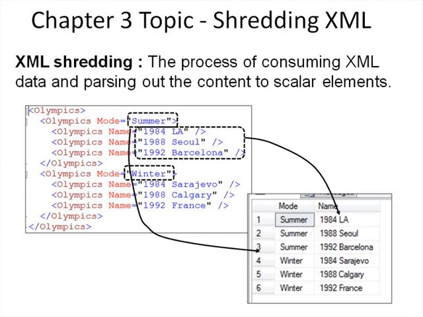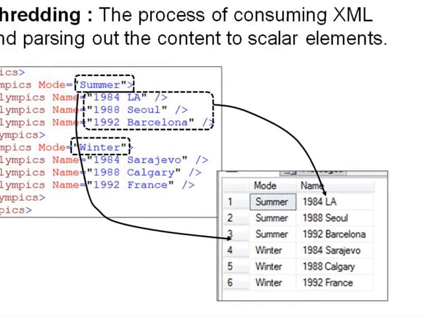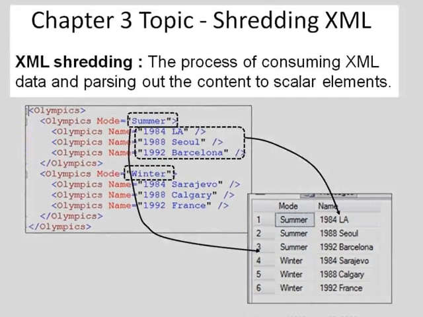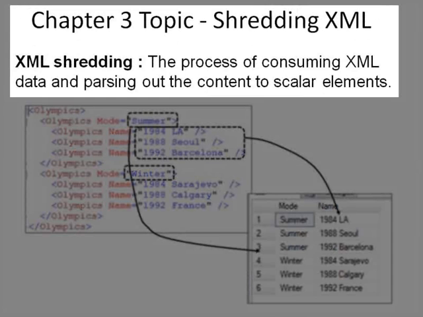XML shredding is defined as the process of consuming XML data and parsing out the content to scalar elements. Our scalar elements will be laid out in a table format or a tabular stream. In this figure, you see we have taken the contents individually and formulated it as a table with 2 columns and 6 records. The next sections of this chapter will show you how to prepare and shred XML.